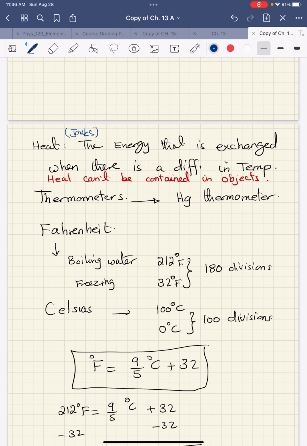Now, I need, of course, a way of measuring temperatures. Therefore, I'm going to use thermometers. We are mostly familiar with mercury thermometers, where we have mercury inside this glass and it's going to change its volume based on temperature.